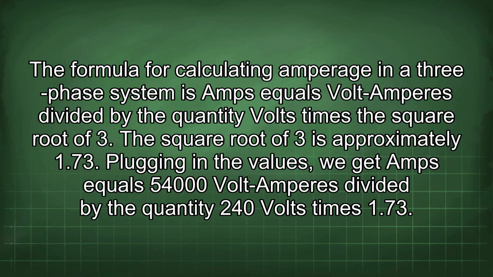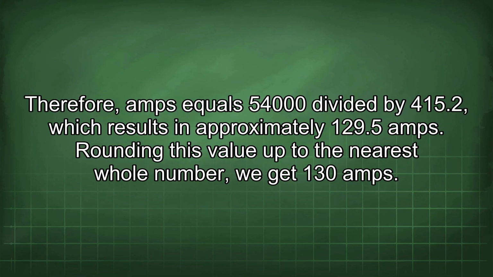Therefore, we need to account for the 3-phase voltage when calculating the current. The formula for calculating amperage in a 3-phase system is amps equals volt amperes divided by the quantity of volts times the square root of 3. The square root of 3 is approximately 1.73. Plugging in the values, we get amps equals 54,000 volt amperes divided by the quantity 240 volts times 1.73. Therefore, amps equals 54,000 divided by 415.2, which results in approximately 129.5 amps. Rounding this value up to the nearest whole number, we get 130 amps.